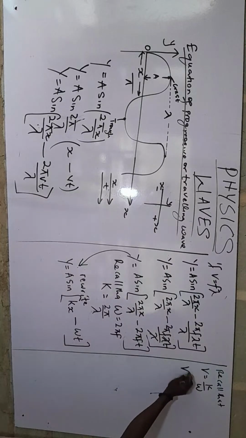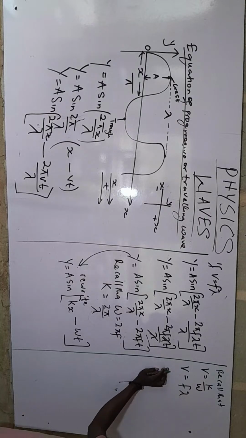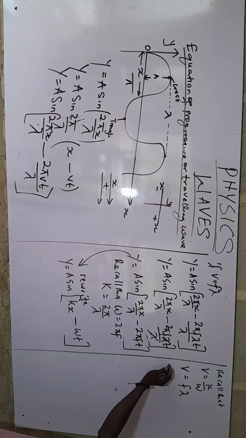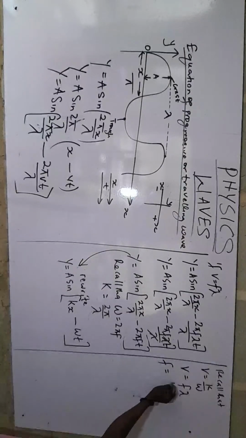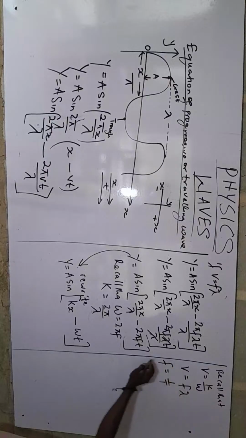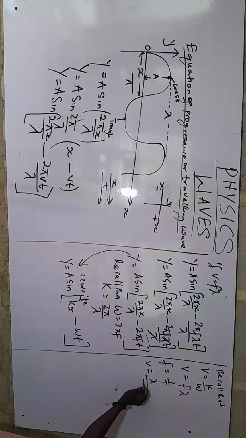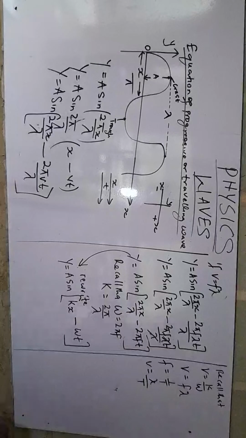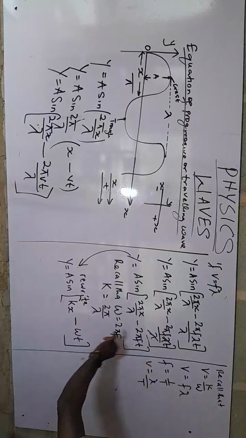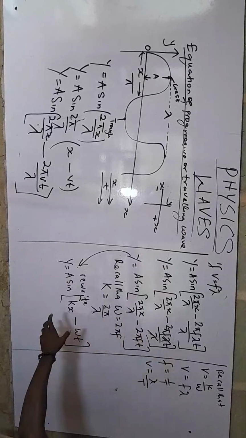But it should be noted that v equals f lambda. Okay? But we can also say that f equals what? f equals 1 over T. So which you can now rewrite, that is lambda over what? Over T. So where we have v in this place, it can also be replaced.